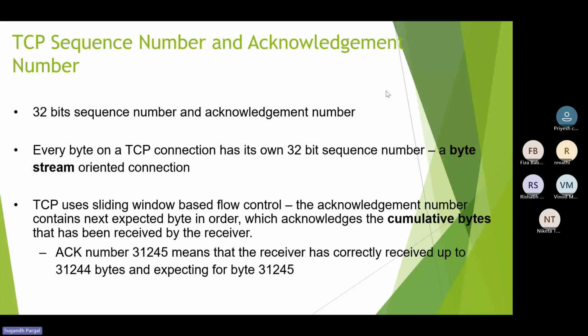That means if we send a byte with the number 200, then the acknowledgement will be 201, that means the next byte needed is 201. This acknowledges the cumulative bytes that have been received by the receiver. For example, if we send bytes from 200 to 400, then the acknowledgement will be 401. So that is the cumulative acknowledgement that the bytes from 200 to 400 have already been received. So acknowledgement number 31245 means that the receiver has correctly received up to 31244 bytes and is expecting byte 31245.